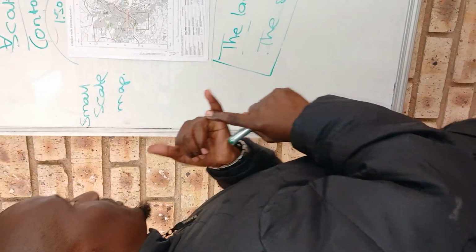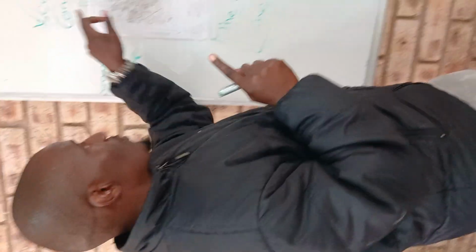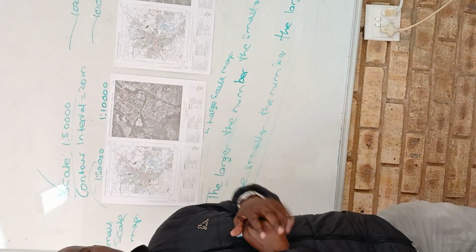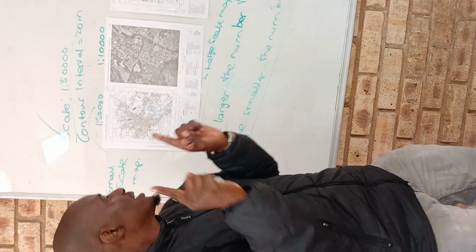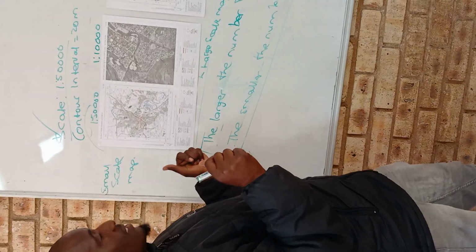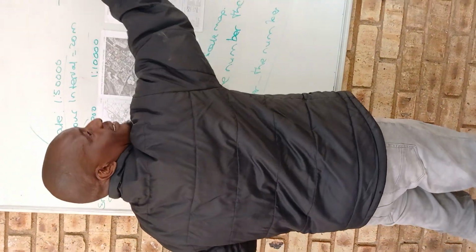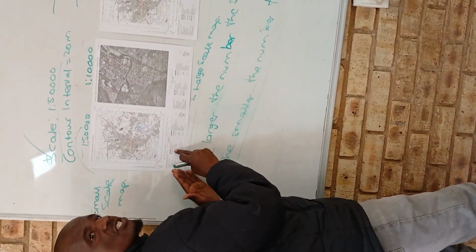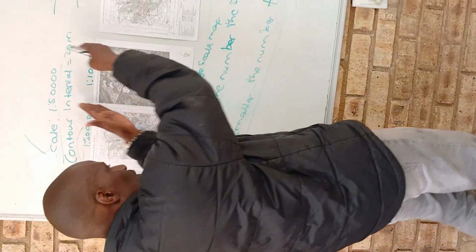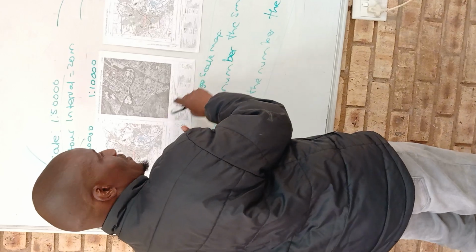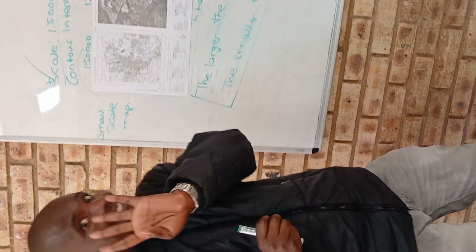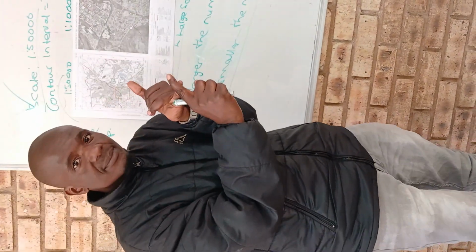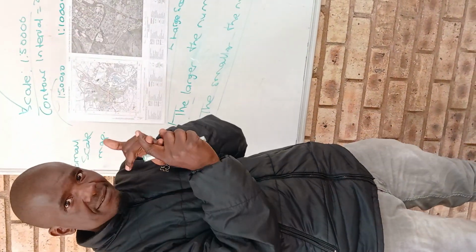So we have identified three things. Number one, scale. The scale of a topographical map is 1 is to 50,000, and the scale of an orthophoto is 1 is to 10,000. That's the first difference. Number two, the difference in terms of the contour interval, which is the difference in height between two contours. The topographical map has a contour interval of 20 meters, and the orthophoto has a contour interval of 5 meters.